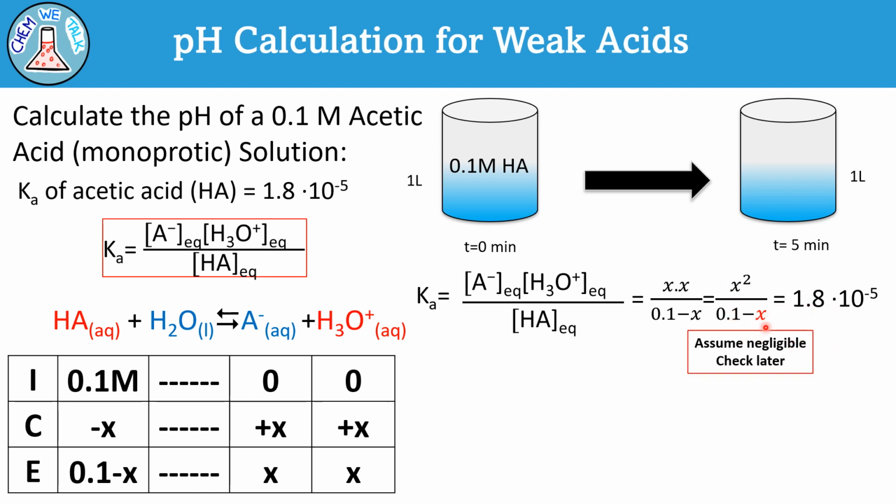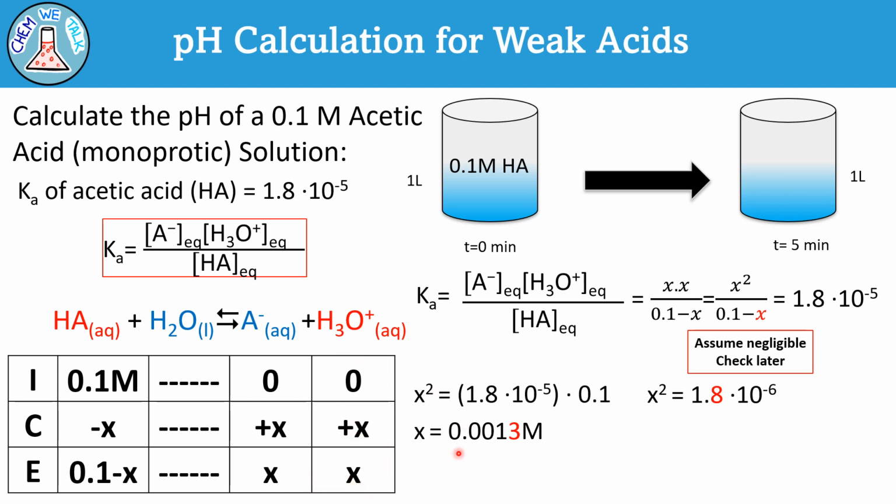We're going to assume that this x is negligible, but in the next slide we're going to show you when we are sure that this assumption can be made. If we do that, we get x squared equals 1.8 times 10 to the negative 5 times this 0.1, right? If I multiply 0.1 by this, that gives me x squared equals 1.8 times 10 to the negative 6. If I just take the square root on both sides, I end up with x equals 0.0013 molar. And if we go back to our table, x corresponds to the H3O plus concentration at equilibrium, right?